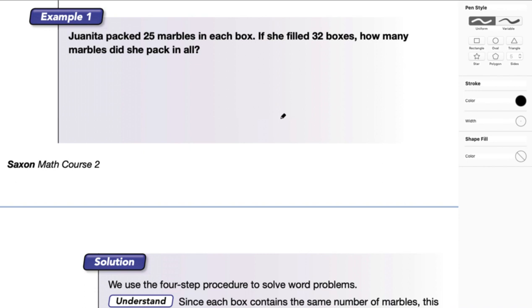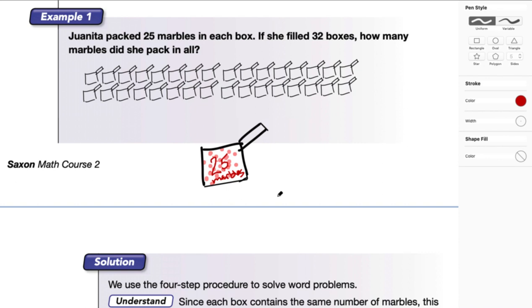It's saying that Juanita packed 25 marbles in each box. If she filled 32 boxes, how many marbles did she pack in all? Let's take a visual on this one. If we consider the first thing that was said, Juanita packed 25 marbles in each box, that's this big box here. Then we find out that she was able to fill 32 boxes. And this is 32 boxes. The question is, how many marbles did she pack in all?